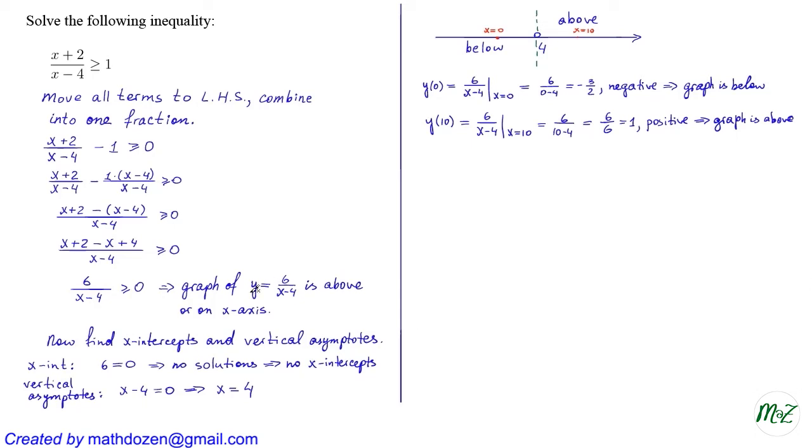So now, since we're looking for the places where the graph of the left-hand side is above, or exactly on the x-axis, we have this one interval to the right of x equals 4 as the place where the graph is above the x-axis. And the solution set will be the interval from 4 to positive infinity with parentheses next to 4, because x equals 4 is a vertical asymptote, and the graph doesn't even exist at that point. So that's the answer to the original inequality, interval from 4 to positive infinity.